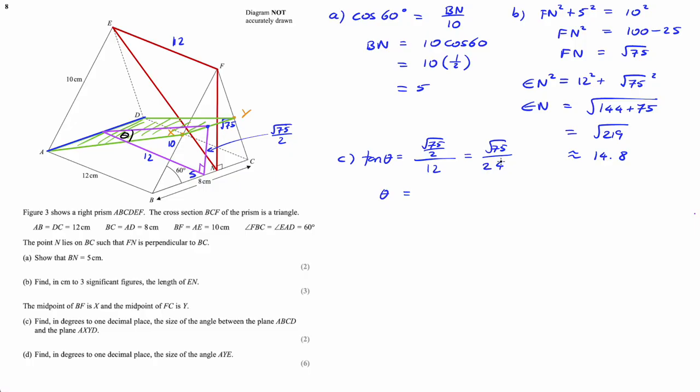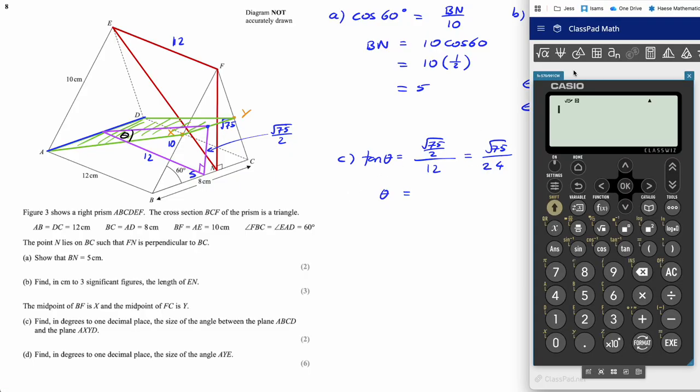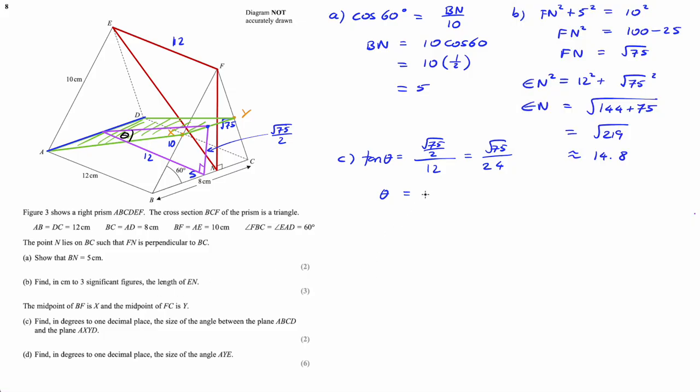of root 75 over 24. Let's do that. Inverse tan root 75 over 24, close brackets, 19.8, guys, at one decimal place, 19.8. Okay, part D. Okay, 6 marks, guys. This is going to be hard. Find in degrees to one decimal place the size of the angle AYE.